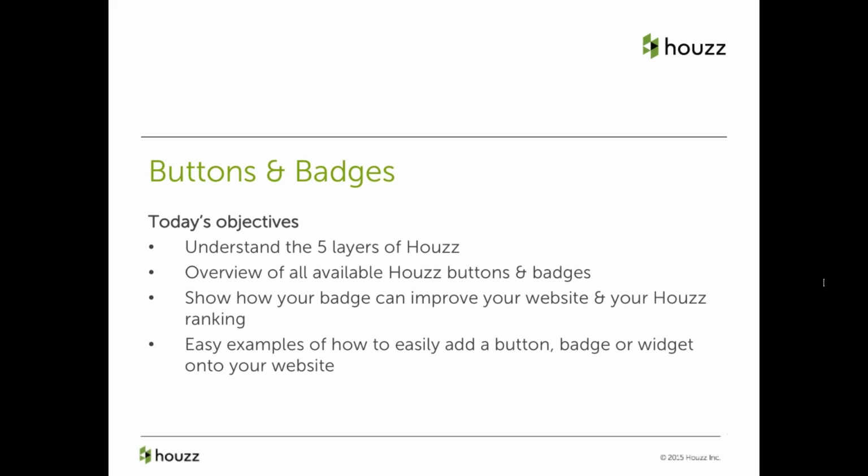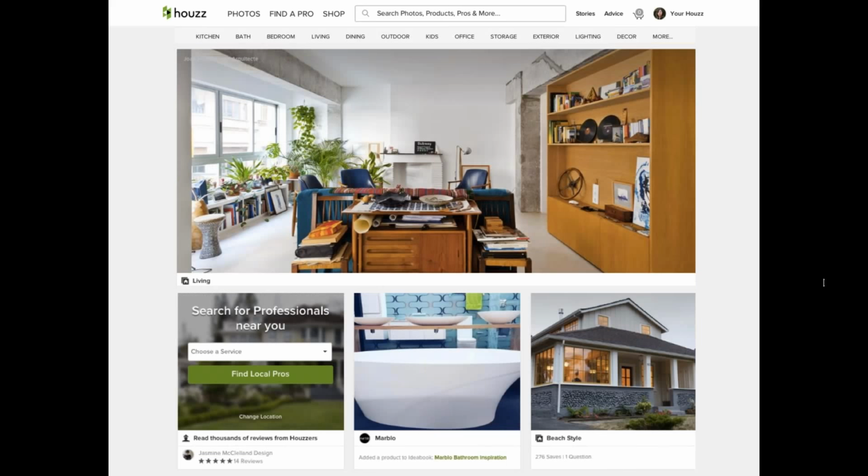So what we're going to be going over today, the objectives. One, I will introduce or reintroduce Houzz and the 5 layers to you. Then I'll dive into an overview of all the badges that are available. That's Houzz buttons and badges, social media icons. I'll show you how your badge can improve your website and your Houzz profile ranking. And I'll show you some easy examples of how to add a button, a badge, or a widget into your website.